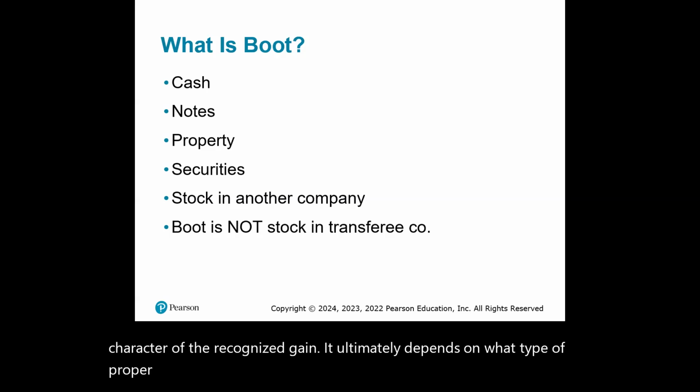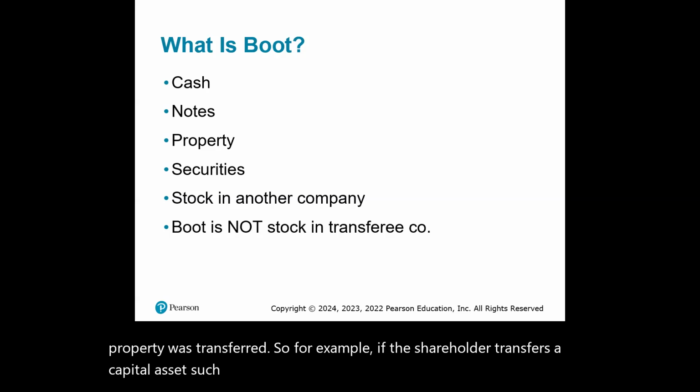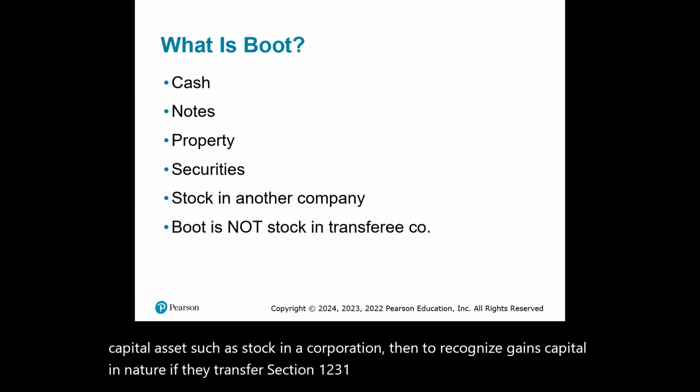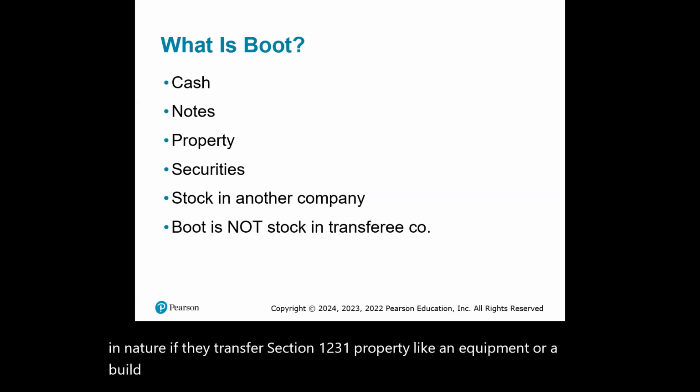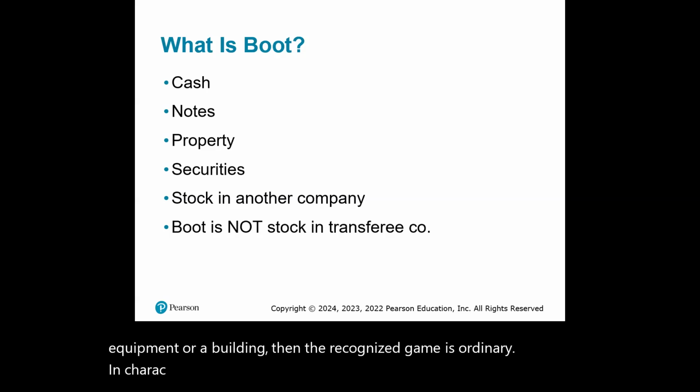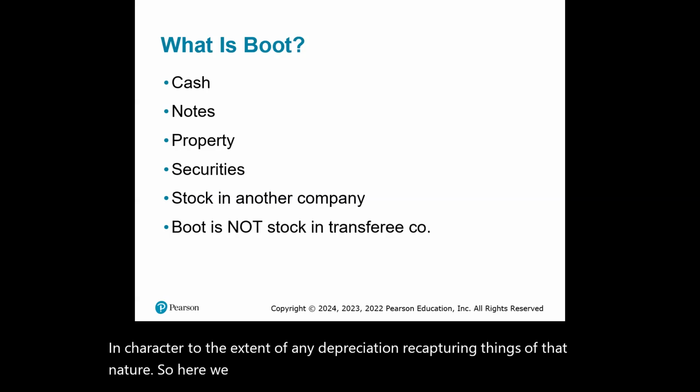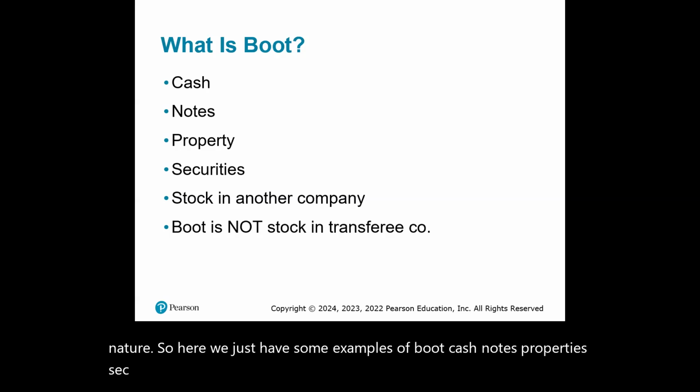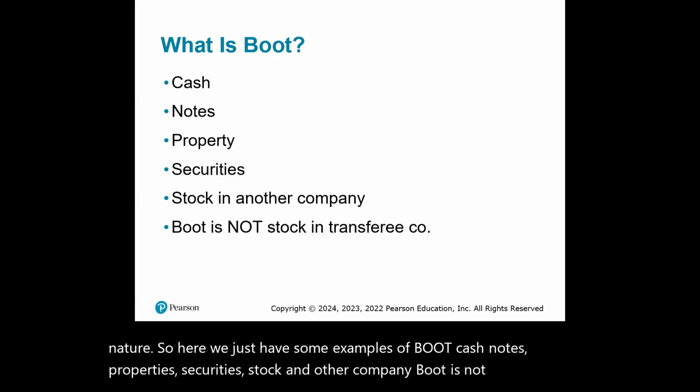And the character of the recognized gain ultimately depends on what type of property was transferred. For example, if the shareholder transfers a capital asset, such as stock in a corporation, then the recognized gain is capital in nature. If they transfer section 1231 property, like equipment or a building, then the recognized gain is ordinary in character to the extent of any depreciation recapture and things of that nature. So here we just have some examples of boot: cash, notes, property, securities, stock in another company. Boot is not stock in the transferee corporation.